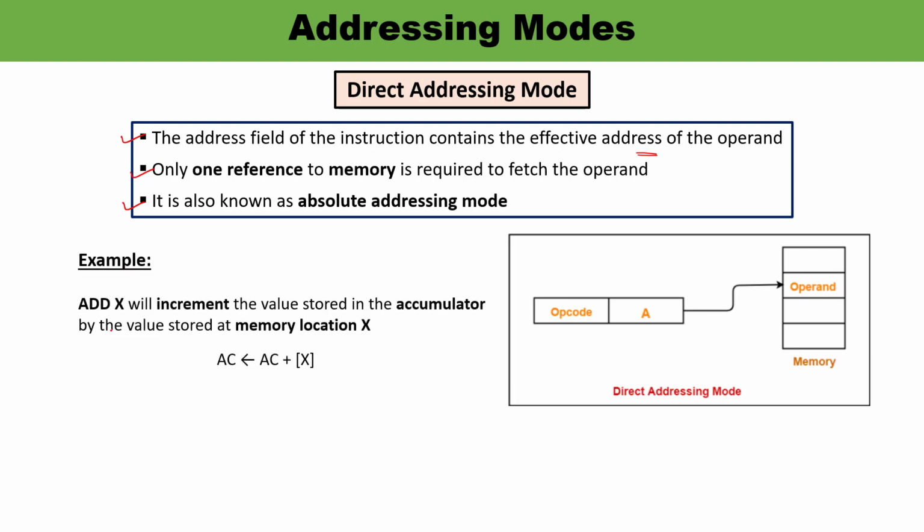For example, add x. Add x means the add operation is going to be performed, and it will increment the value stored in the accumulator by which particular value? It denotes the memory location. So memory location x, whatever value it has. Suppose memory location x has the value 10 and the content of the accumulator is 20. So 20 plus 10, the result is 30, which will be available in the accumulator itself. That is why this is the direct addressing mode.